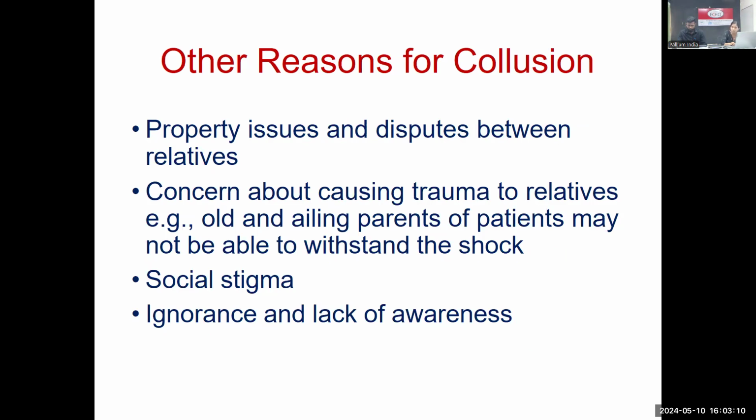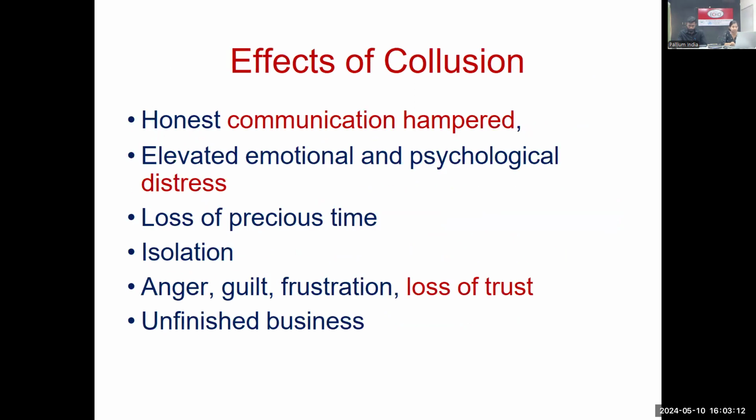We feel it could cause a lot of social stigma. So these are the reasons. But what are the effects of collusion? What happens when we withhold the information? Honest communication is hampered. So the honesty, everything is broken, the trust is broken. Elevated emotional and psychological distress.